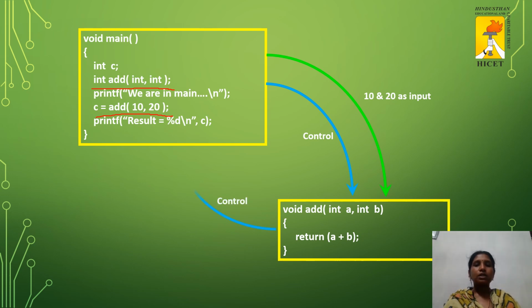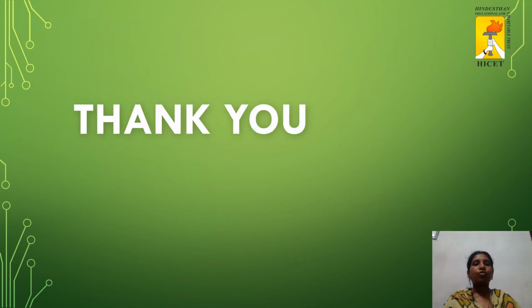The two parameters are added in the called function. It returns the added value again back to the calling function. So the result 30 will be sent back to the calling function in the main part. So the result is printed in the main part itself. So these are the four types of functions we have in C. So these types are based on its parameter and its return value.